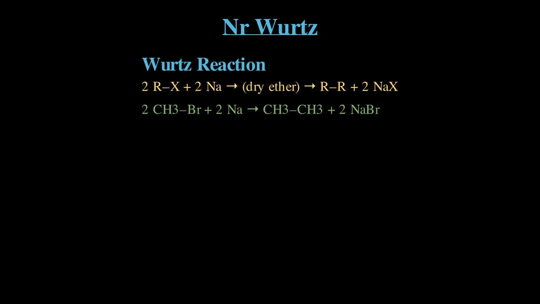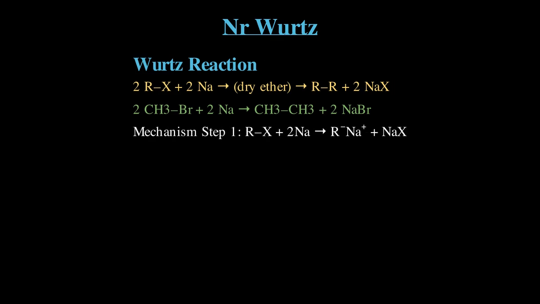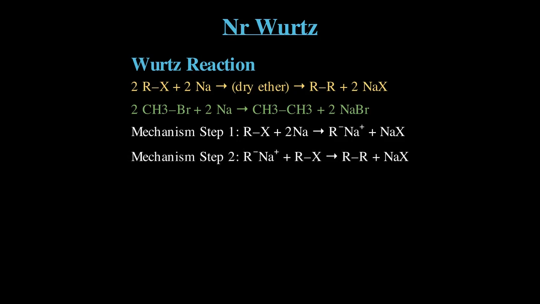The mechanism is a 2-step process. Step 1 involves the alkyl halide reacting with sodium, forming a highly reactive sodium alkyl intermediate. Then, in Step 2, this sodium alkyl attacks another alkyl halide molecule in a reaction similar to an SN2 mechanism, giving you the final alkane.